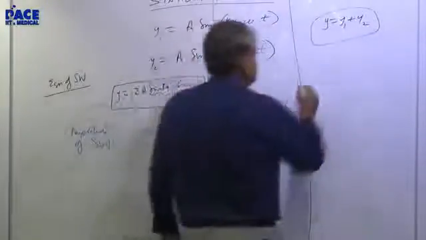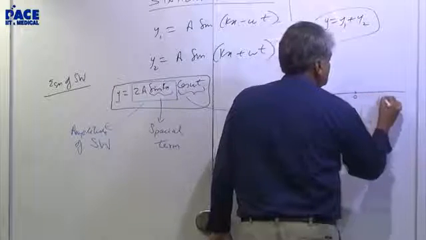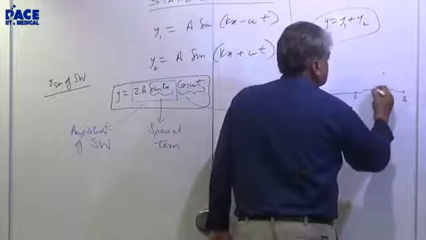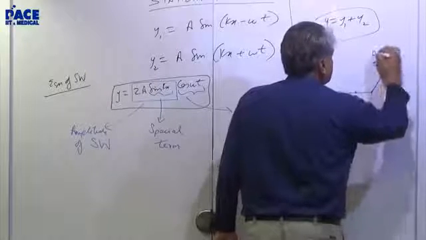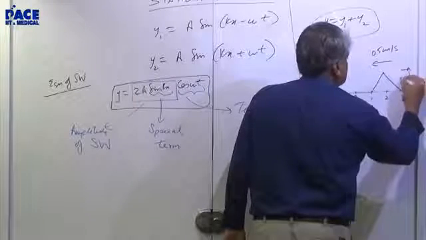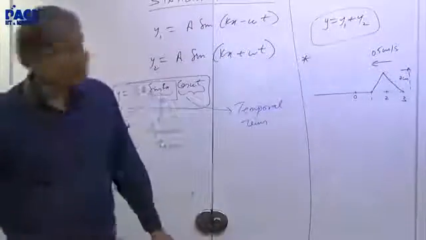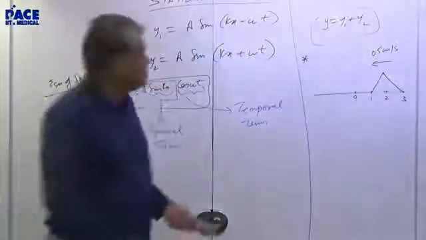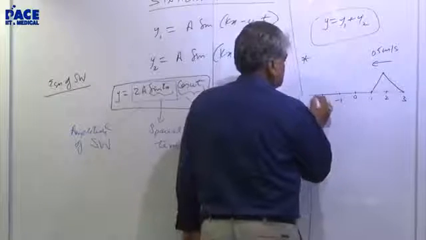Let us say there are two pulses. 0, 1, 2, 3. Let's say this is a pulse which is traveling at 0.5 centimeter per second. The height of the pulse is 2 centimeters. It's a triangular pulse. And on this side you have -1, -2, -3.